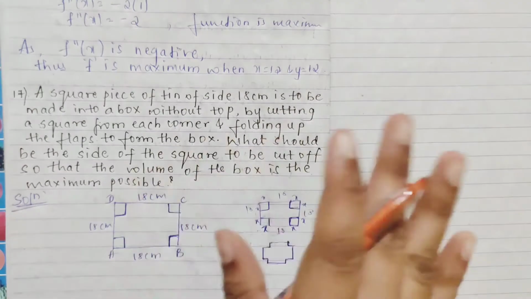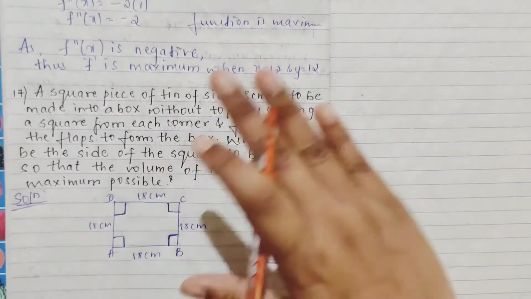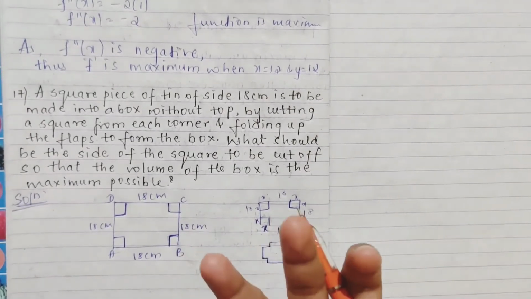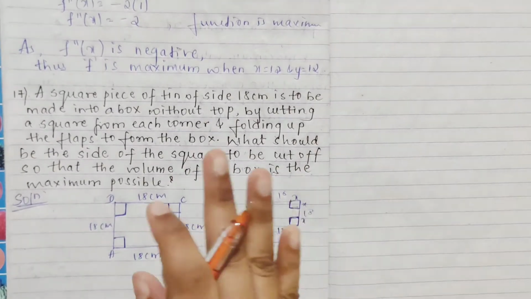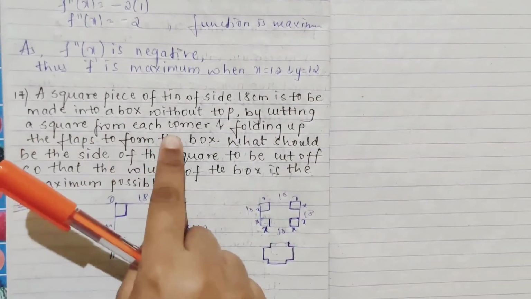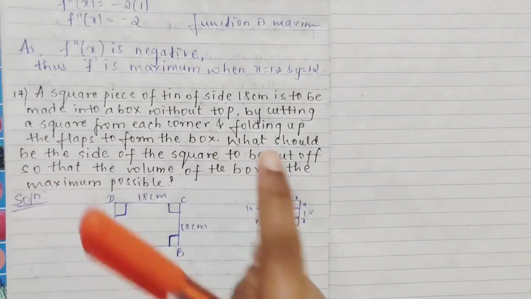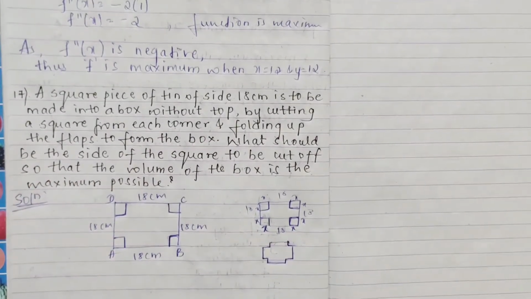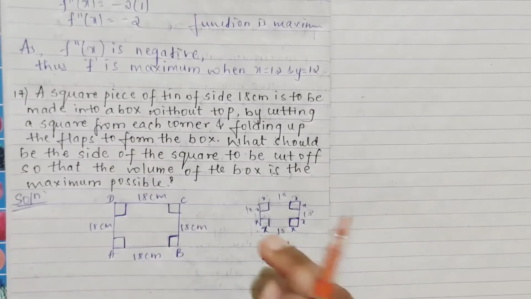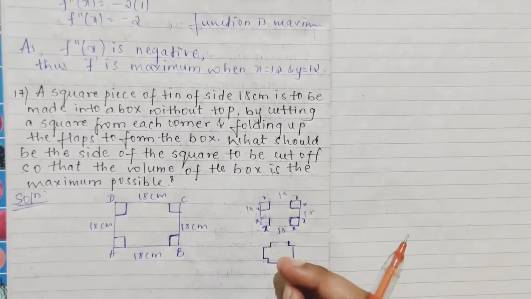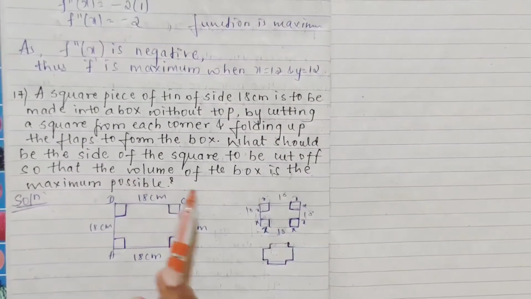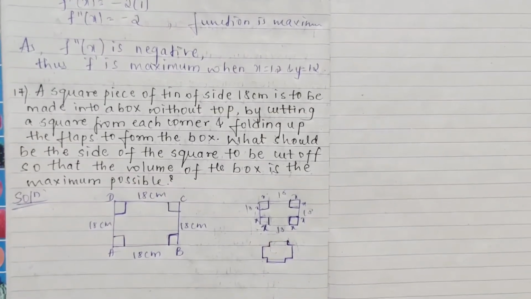where the top is open, it is not closed. When you fold this to this, you'll get a cuboid where the top is not covered. So they're telling that only, without a top, by cutting a square from each corner and folding up the flaps to form the box. Understood what they're telling? Take a paper, cut your corners in square shape, fold those flaps and make it a cuboid, and they're asking the volume of the box, the whole volume they are asking.